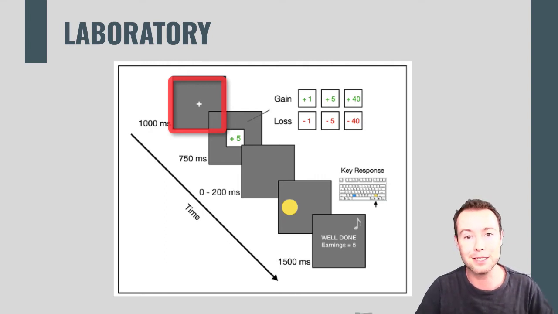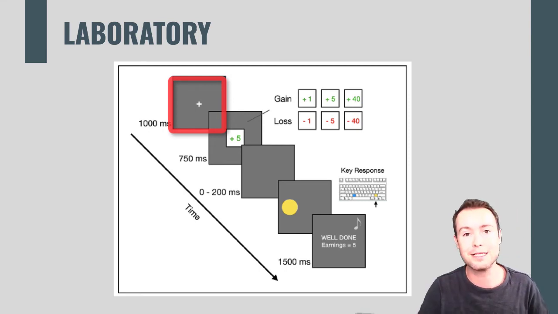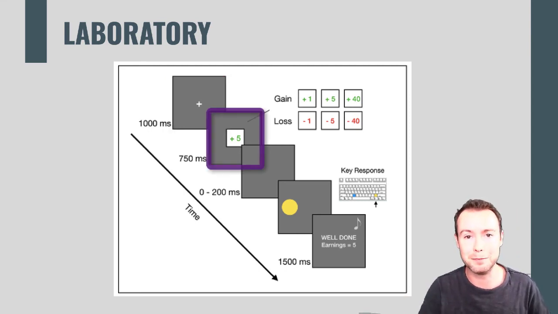And again, this is going to be common throughout most experiments that we do. We don't want participants' attention to be wandering around to different locations. We want their attention central. And it's quite important, especially in this experiment. Then we present this incentive for 750 milliseconds, so it's long enough for them to consciously process it and be aware that, yes, this is what is on offer for the current trial.